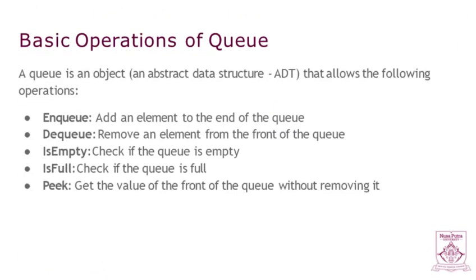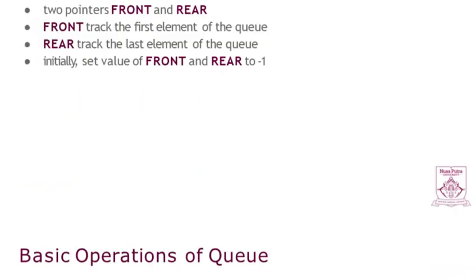There are basic operations in queue data structures as well. One of them is enqueue. When you want to add an element to the queue, you enqueue, and when you want to remove an element from the queue, you use the operation dequeue. And just like in stacks, when you want to check if it is empty, you use the operation is empty, and when you want to check if it is full, you use the operation is full.